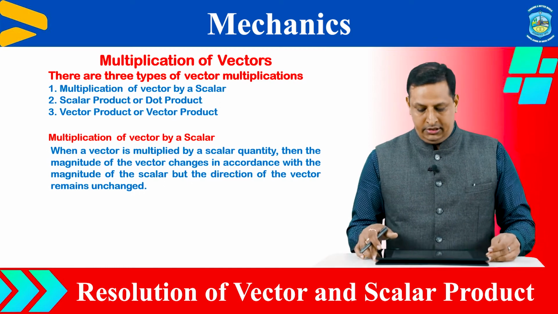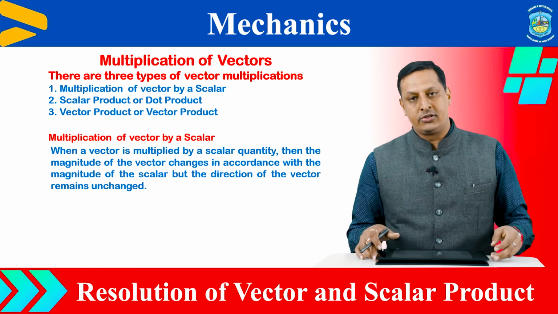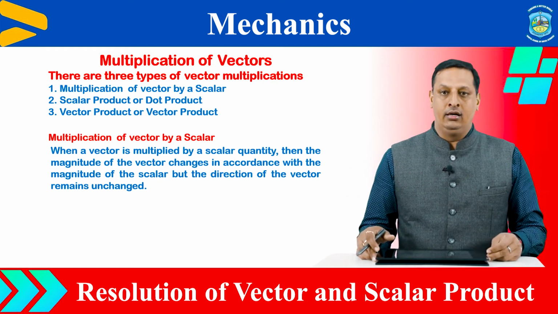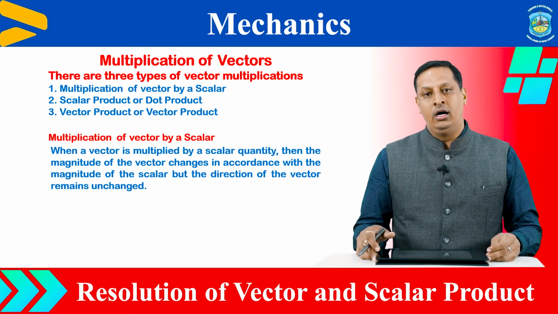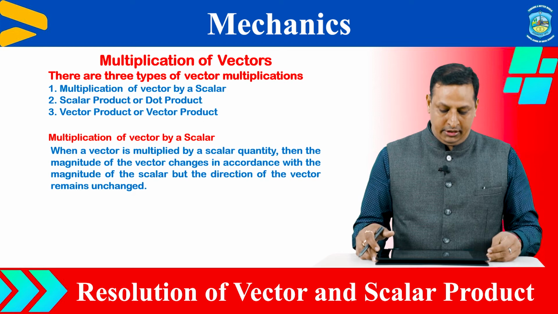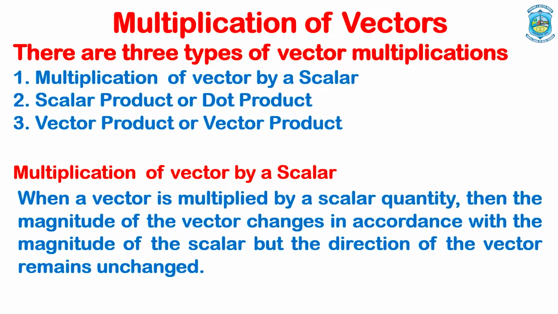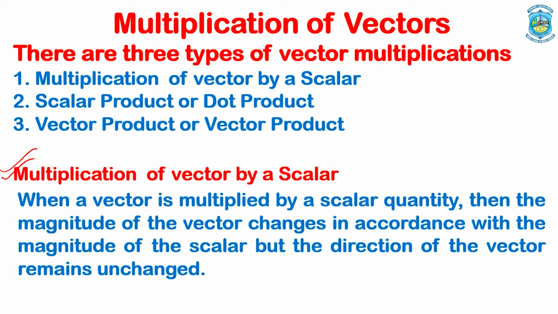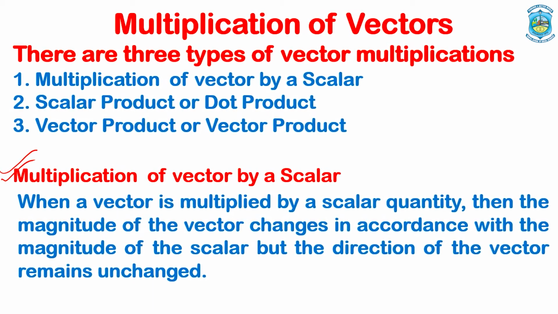Now let's start with the topic, that is multiplication of vector. There are three types of multiplication of a vector. A vector quantity or a vector can be multiplied by a scalar, that is first category. Number two is a dot product or scalar product. Number three is a vector product or cross product. The first one is multiplication of a vector by a scalar. In this type of multiplication, we have a scalar.